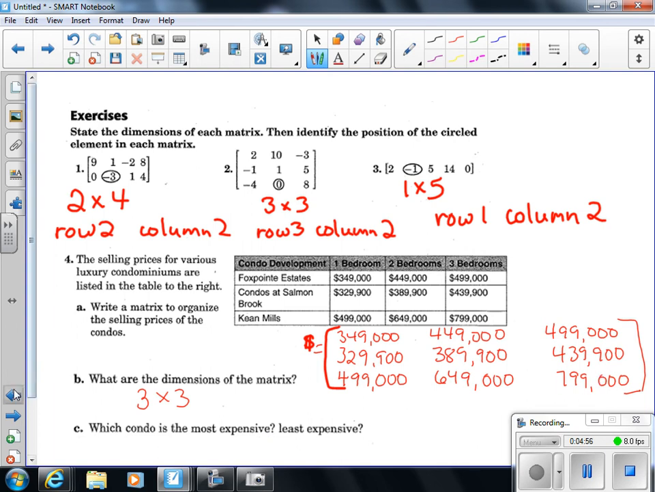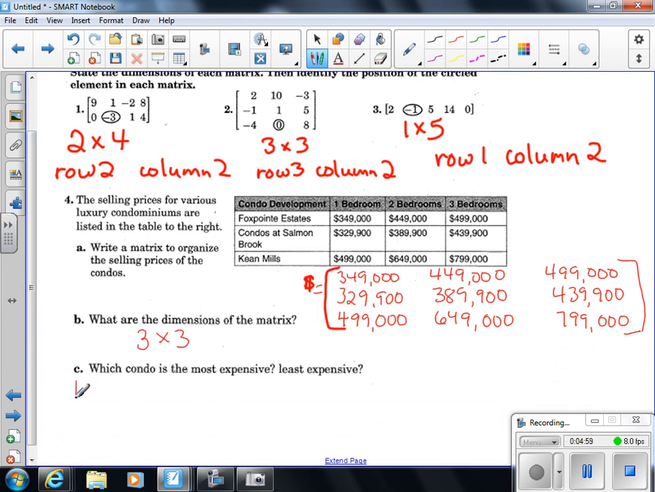Three-bedroom at where? Keene Mills. So you can say Keene Mills 3-bedroom. Or I could say row 3, column 3.